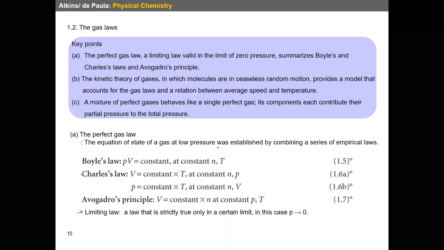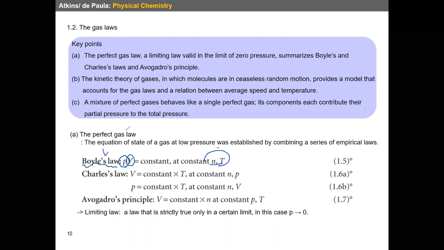So there are several laws. First is Boyle's law. In Boyle's law, if there is a constant temperature, then pressure multiplied by volume is a constant.